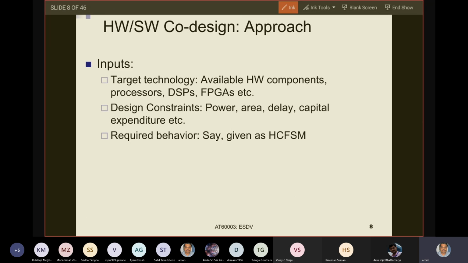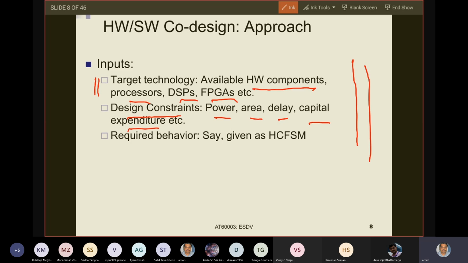Right. So what are the inputs to the hardware software co-design problem? You have available hardware: processors, DSPs, FPGAs, whatever hardware components you have. You have different communication buses, protocols. So all hardware things that you have, you put inside this target technology that you have as input. And then you have design constraints related to power, area, delay, capital expenditure, etc.